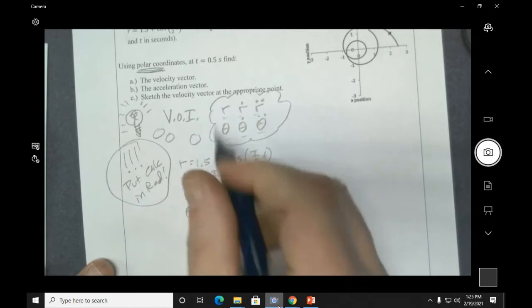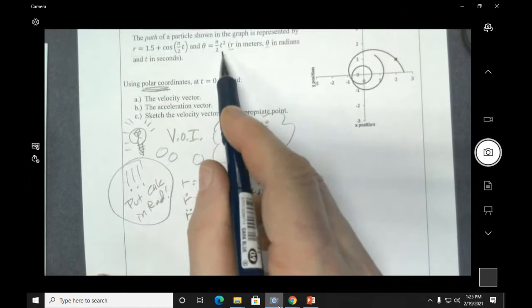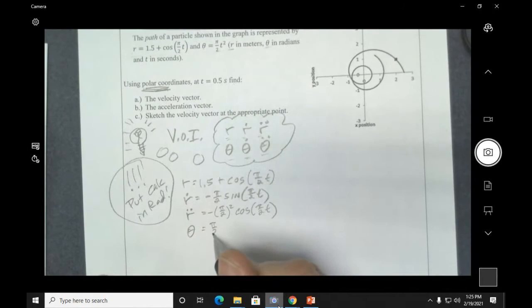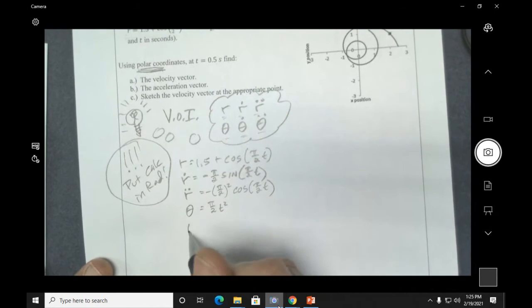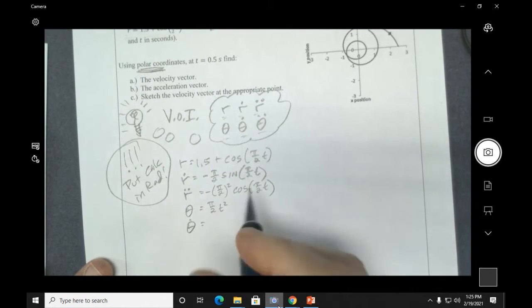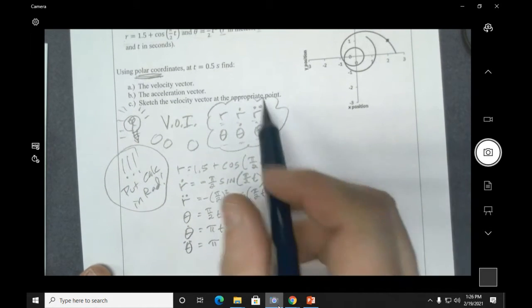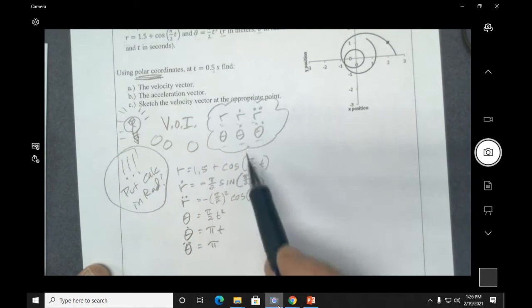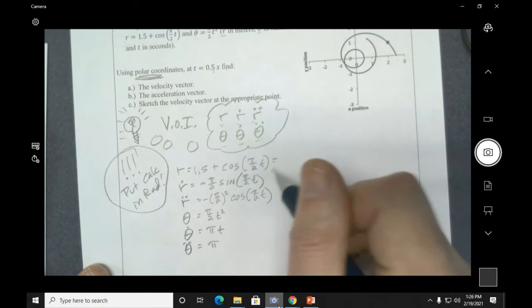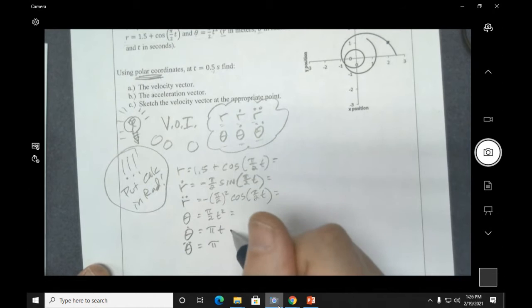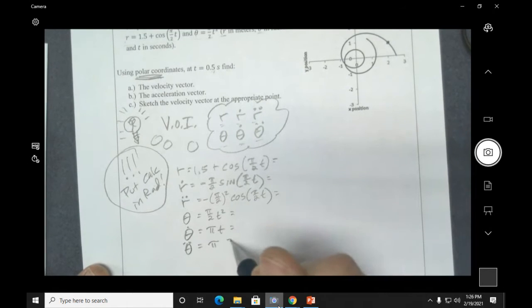We take theta, which was pi over 2 t squared. Theta dot is going to be just pi t, right? And then theta double dot is going to be pi. Let's put 0.5 seconds into all of these. So I purposely made them so that I could write these out.